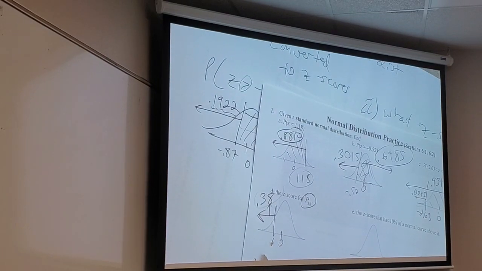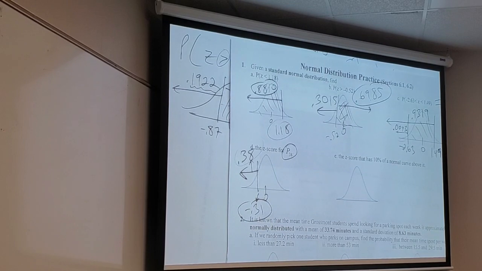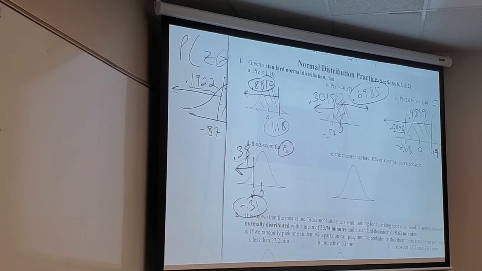So that's the z-score that has 38% below it. Okay, I like it. How are you guys doing?